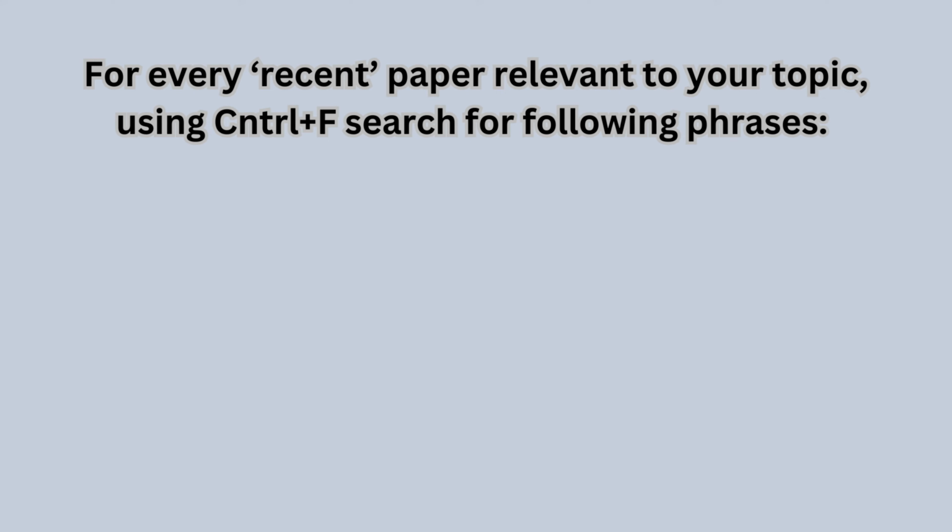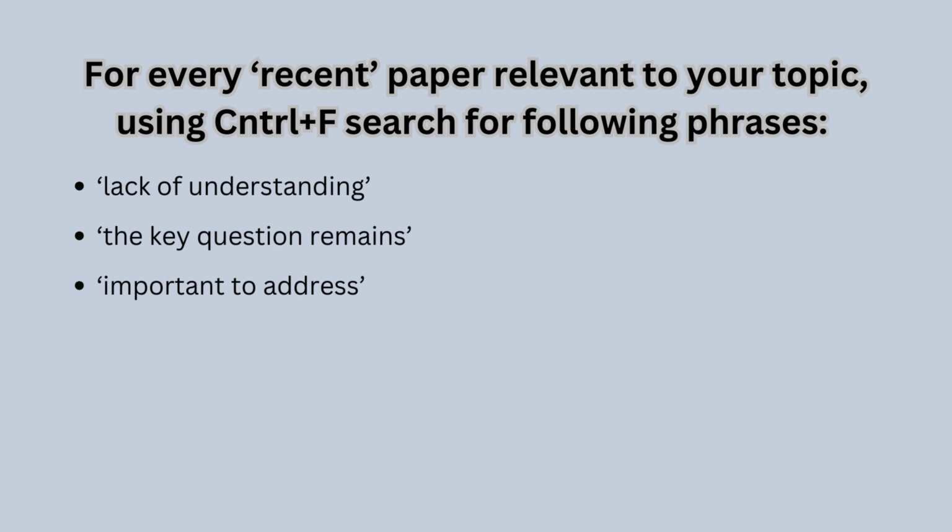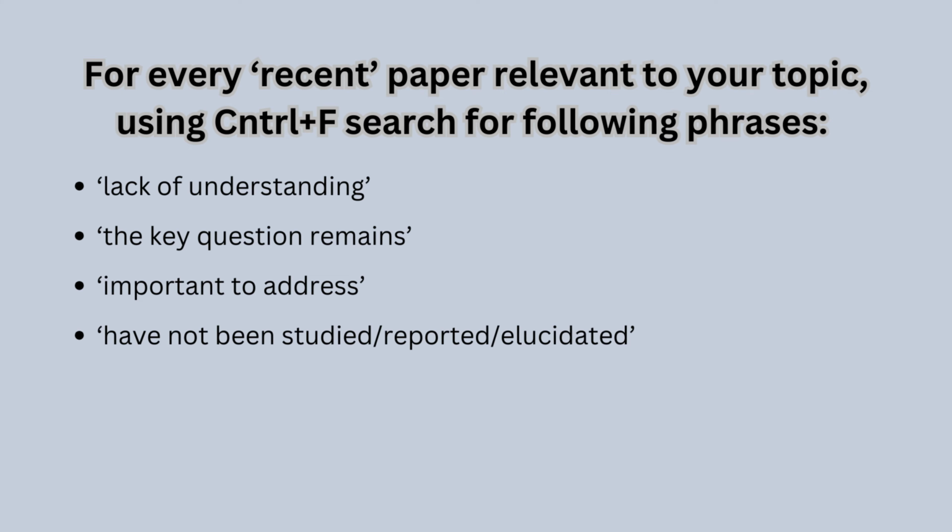Number 2, we already briefly touched on this in part 1, but you can also look out for the recommendations put forward by authors in future direction sections of every paper. And also for every recent paper that you think is relevant to your topic, search for phrases like lack of understanding, the key question remains, important to address, have not been studied, is limited, poorly understood. These will give you an indication of where the authors think more research is required, or also just the kind of research that might be missing.